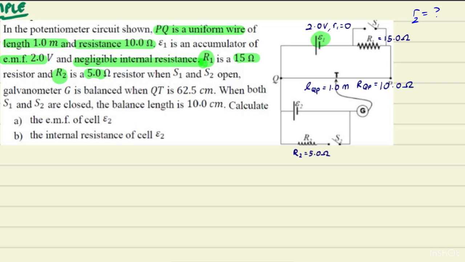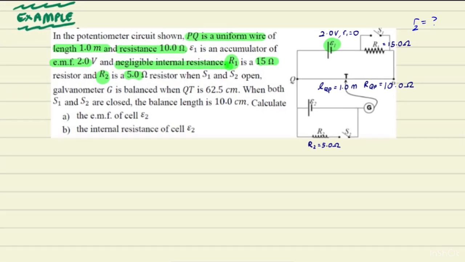Okay, when S1 and S2 are open, Miss akan bagi... when S1 and S2 are open, dia bilang galvanometer G is balanced when QT is 62.5. So, dia dah bagi balance length untuk open switch. Nanti Miss tunjuk what does that mean. And then the next one ialah when both S2 and S1 are closed, the balance length is 10 centimeters. Calculate the EMF of cell 2. That's the aim of our question.